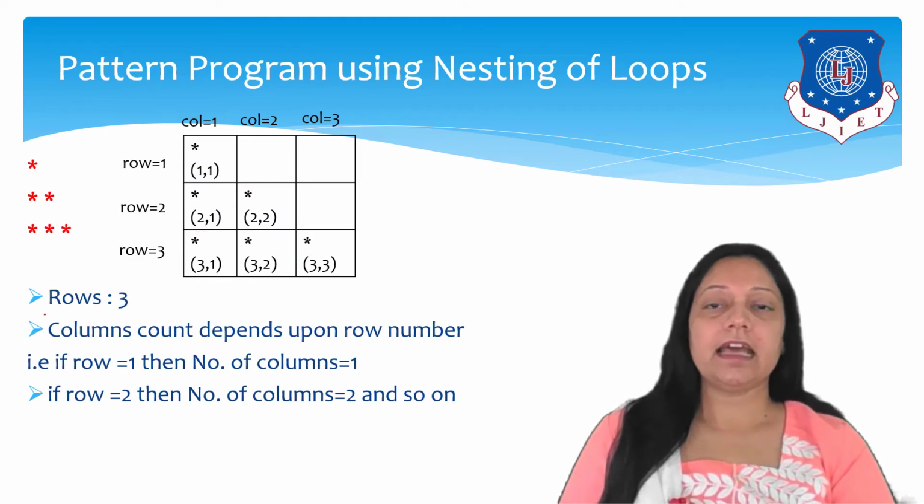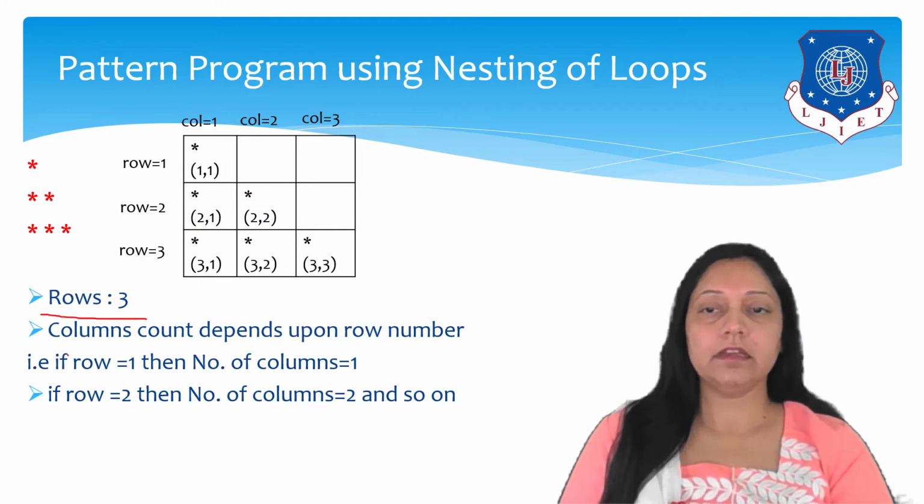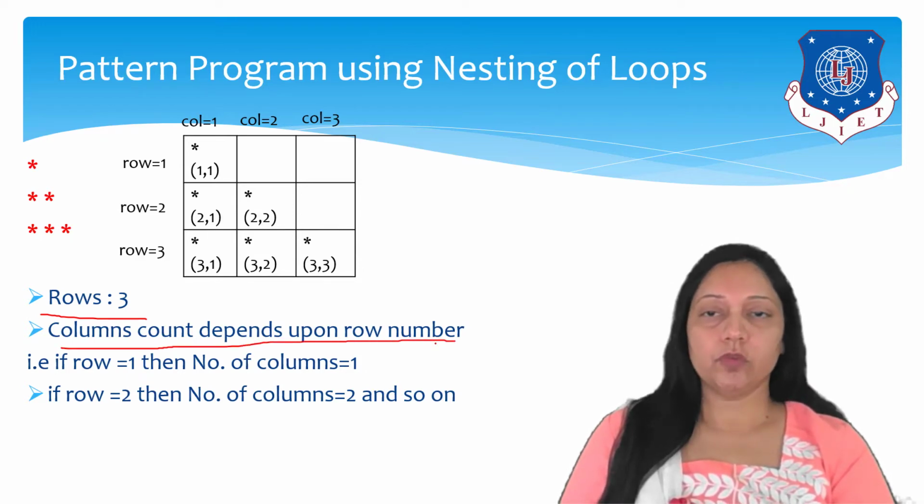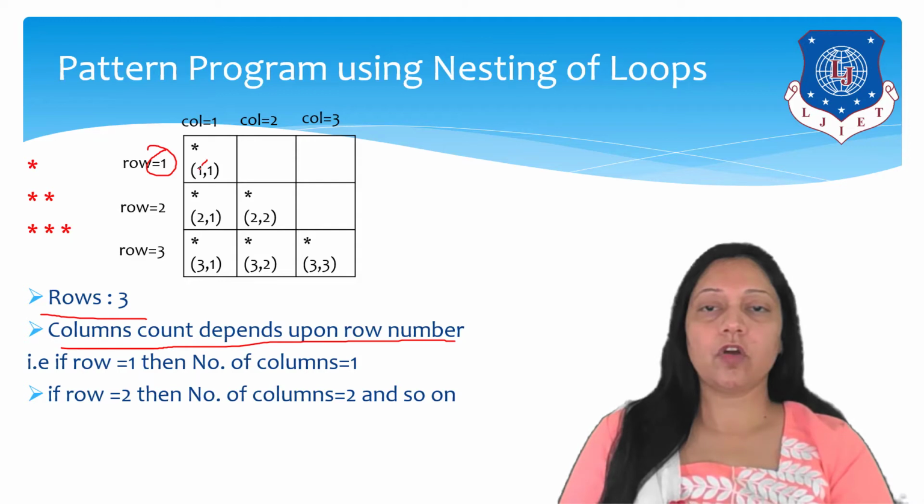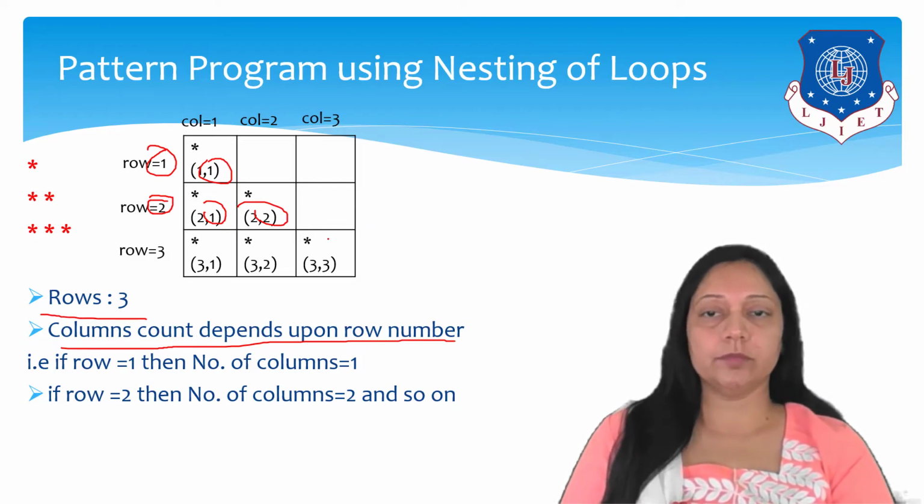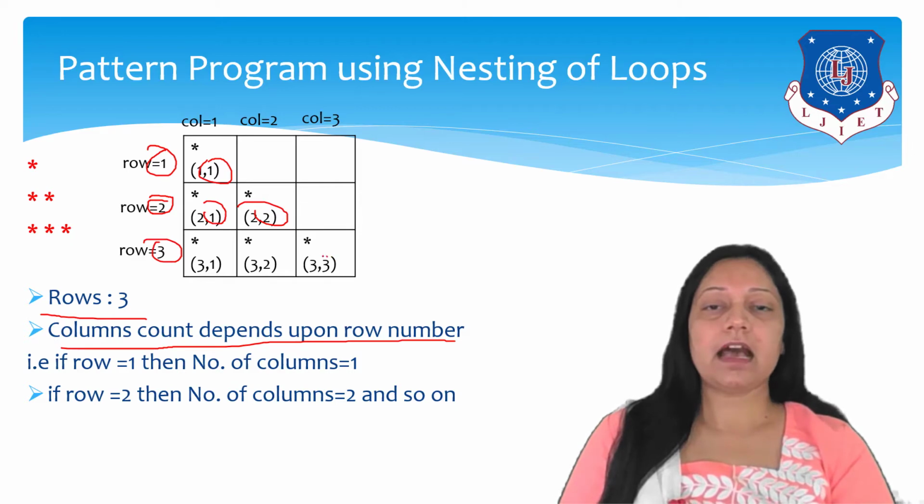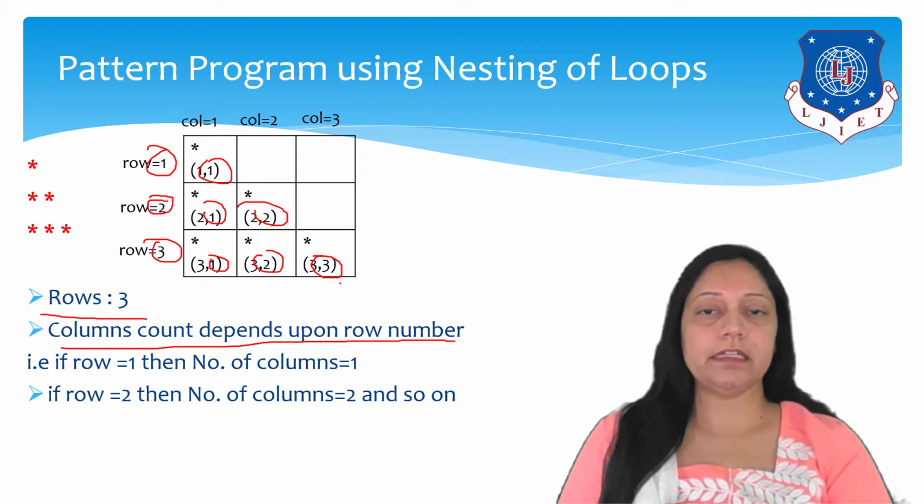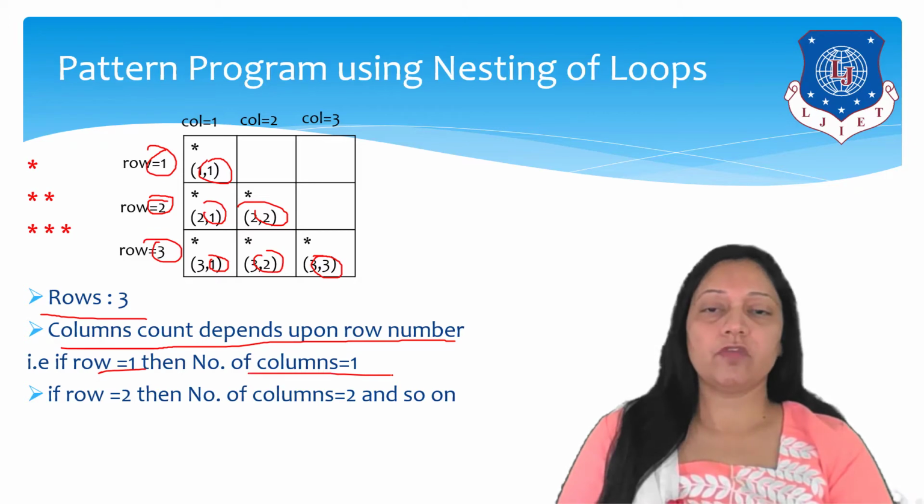As you can see, there are 3 rows in my pattern, and the column count depends upon the row number. If row number is 1, then the column is also 1, meaning the star is printed in only one column. If row number is 2, then my star is printed in column 1 and a maximum of 2. It does not go beyond the second column. And if my row number is 3, then my last column is 3. The star is printed in the first, second and third columns, and it does not go beyond the third column. So if row is 1, then number of columns is 1. If row is 2, then number of columns is 2, and so on.